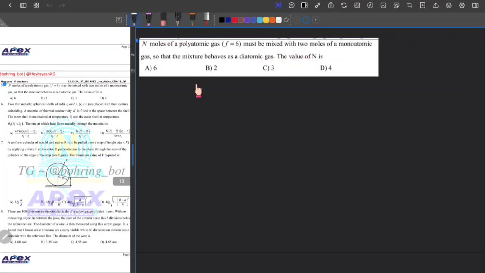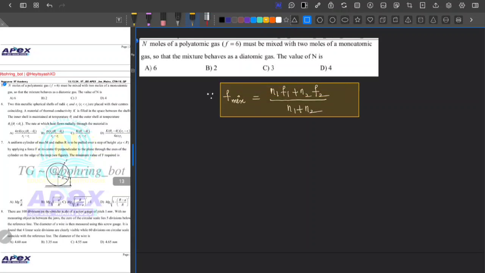So there is a direct formula for this in KTG. The formula is simple, easy. f mix is equal to n1 f1 plus n2 f2 by n1 plus n2. So this is the formula. Please keep this formula in your mind. Let me highlight it. This one, f mix equal to n1 f1 plus n2 f2 by n1 plus n2, right?